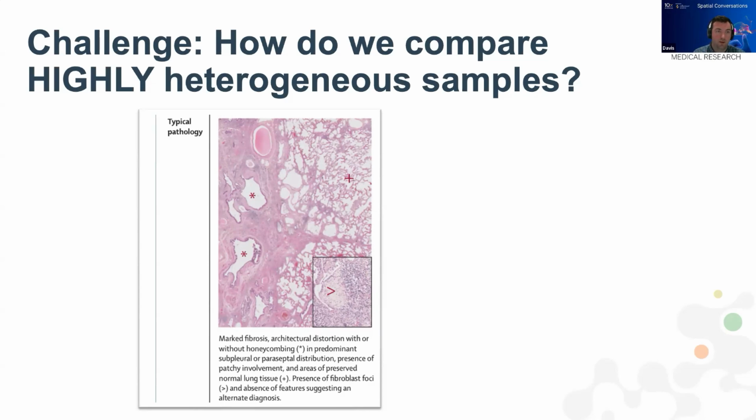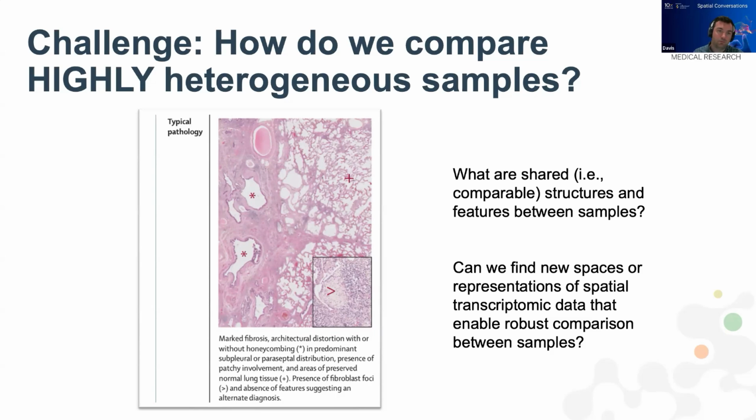So there's a deep question there about how do we take these very highly heterogeneous samples where what we observe is dependent on the region you happen to have chosen to sample from your tissue, and even within the area that you have chosen to assay, tissues are very highly heterogeneous. How do we make them comparable to other samples with and without disease and so on? So one question we might ask ourselves is, what are the shared structures and features between samples? What are those things that are shared in some sensible way that we can then compare between people or between samples?